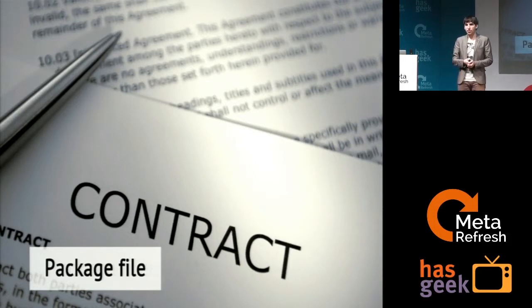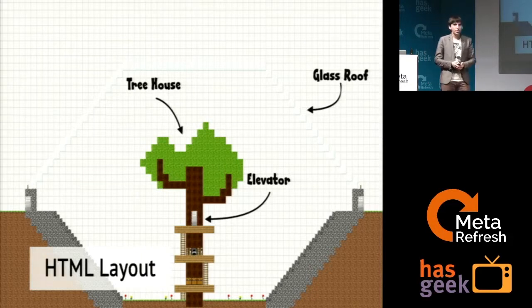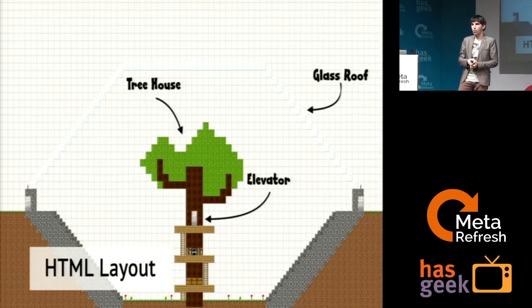And you can't start writing your component without that package file. Right now it's simple, only name, version, and internal dependencies. And this is in JSON format, and we will use Bower as our dependency manager. As soon as we have this file, we can start thinking about our custom element layout.